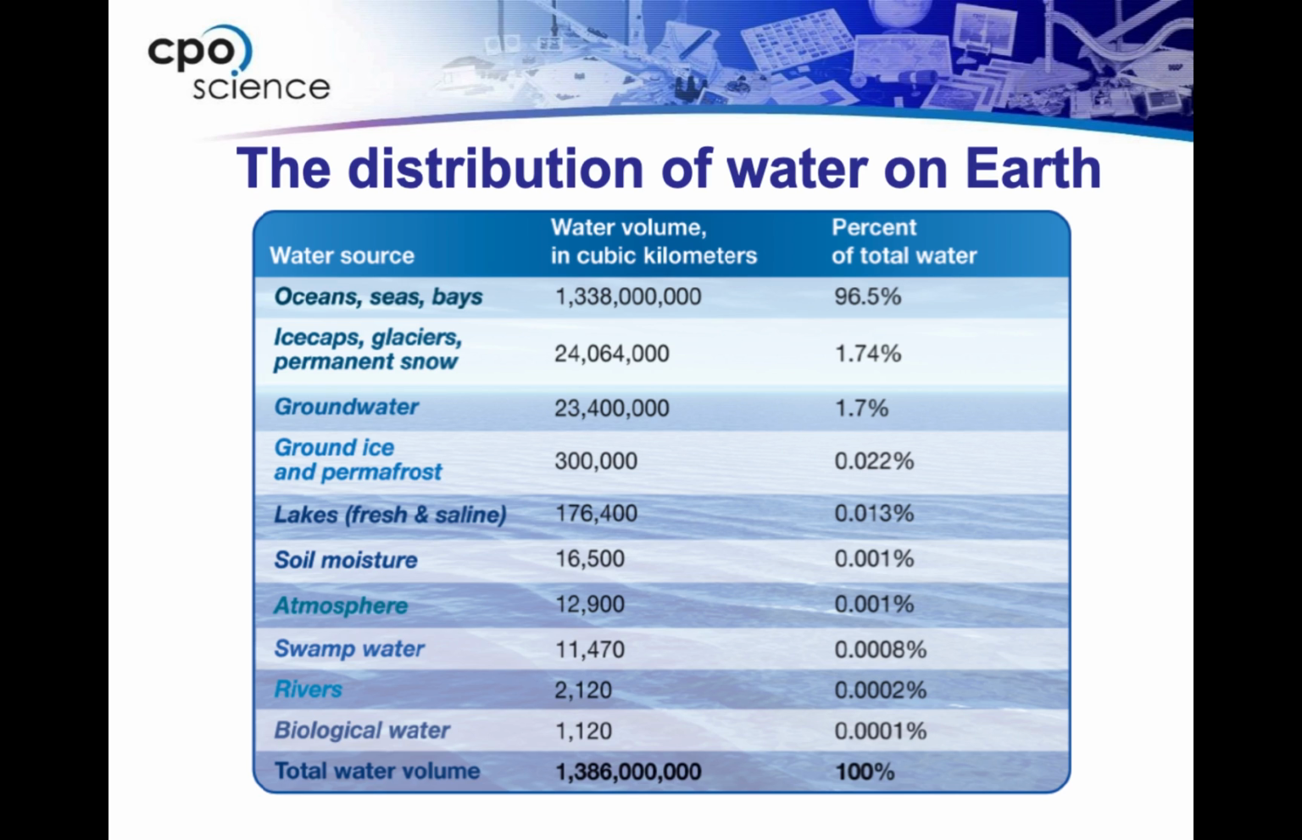So of the total water volume, if we look at 100%, 96.5% is found in oceans, seas, and bays. So that would mean that it's salt water. So think about, can we even use salt water for drinking? Can we use it for bathing? No. So just even looking at that small part of it, that is locked up and we can't touch that. 1.74% is in ice caps, glaciers, and permanent snow. Can we use that? No, we cannot.